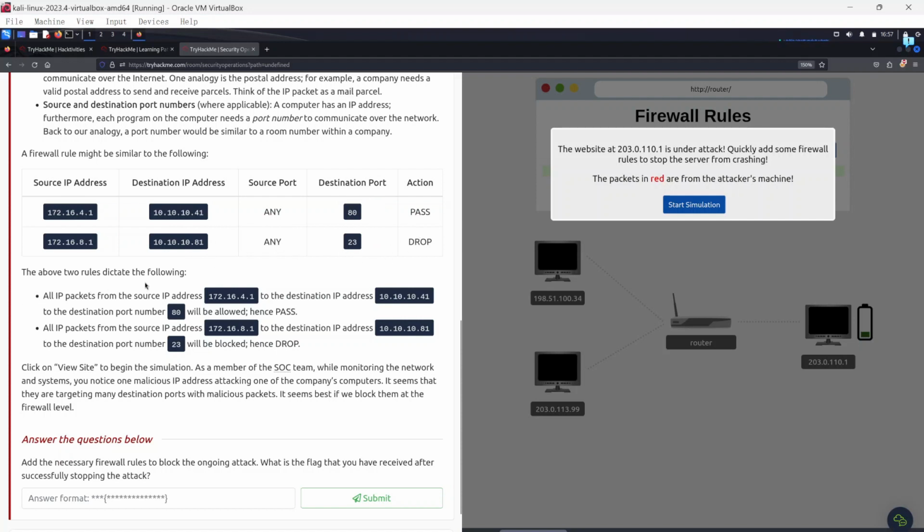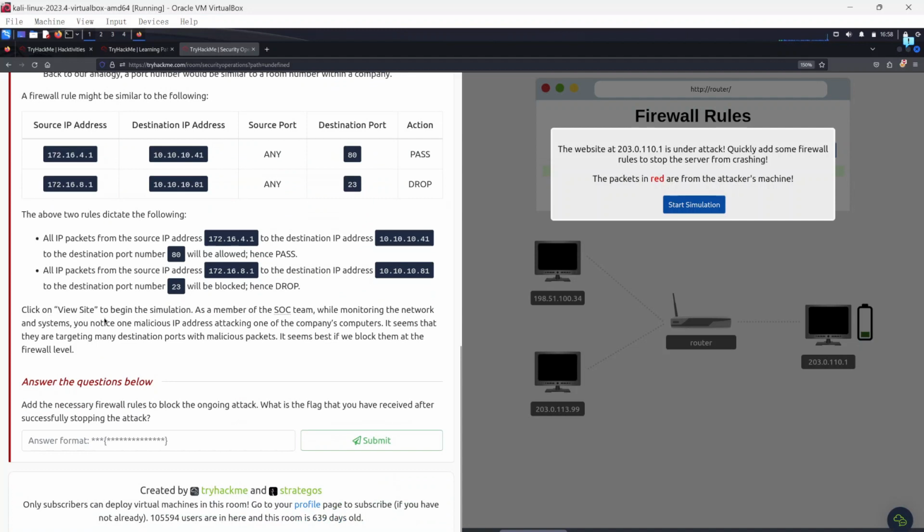Now, the above two rules dictate the following. All IP packets from the source IP address 172.16.41 to the destination IP address 10.10.10.41 to the destination port 80 will be allowed, hence pass. Now, all IP packets from the source IP address 172.16.8.1 to the destination IP address 10.10.10.81 to the destination port 23 will be blocked, hence drop.